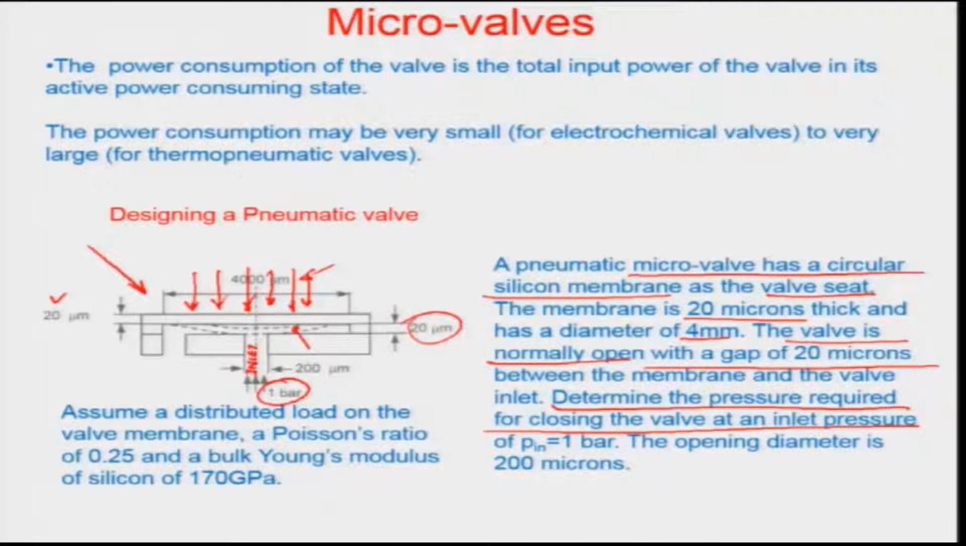Given that the opening diameter is about 200 microns, where this whole pressure is being exerted, and we have to assume a distributed load on the valve membrane. So we can't assume a point load here. It is as if a cylinder is giving air pressure, something like that, so it is a well distributed load on the whole membrane, the blocking membrane, or what you call the valve seat. And you have a Poisson's ratio of about 0.25 and a bulk modulus of 170 GPa for the silicon material through which this valve has been constructed.